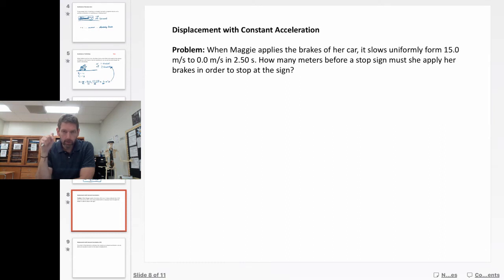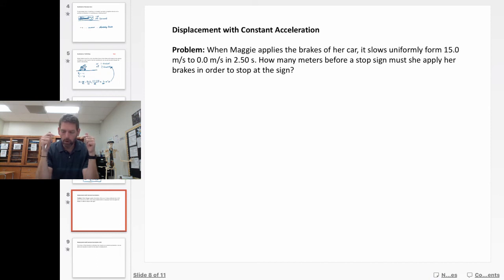So, constant acceleration and displacement. Maggie applies brakes to the car. It slows uniformly. Uniformly lets you know that it's at a steady rate. That's what uniformly means in this situation. Pretty much any situation where the word uniformly is used, it's referring to a constant, steady rate of some sort of change.